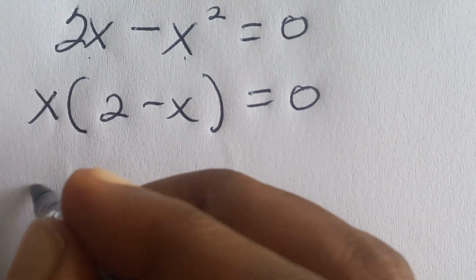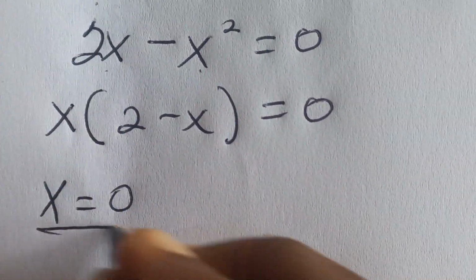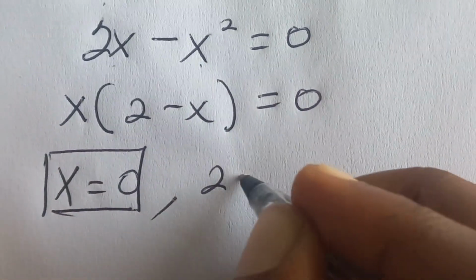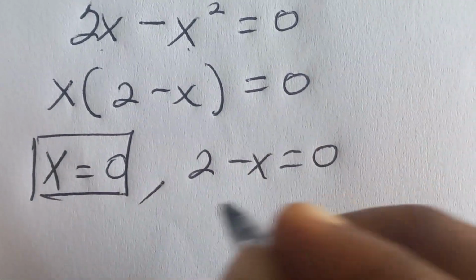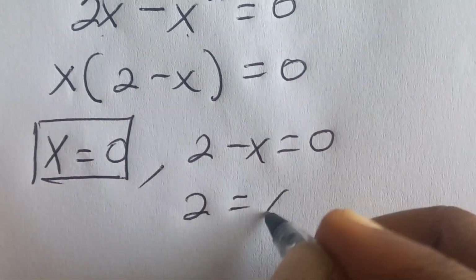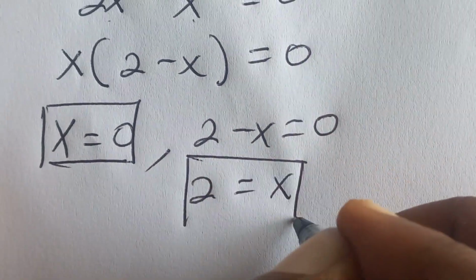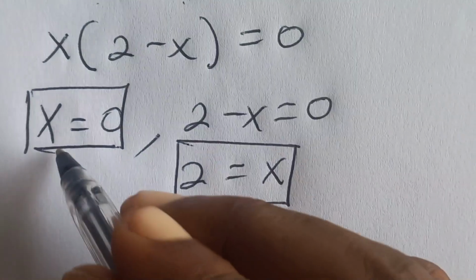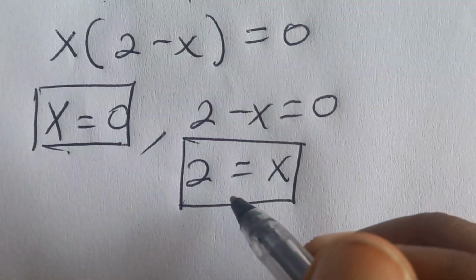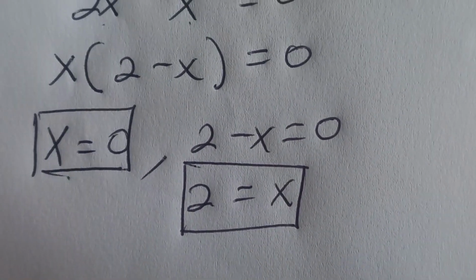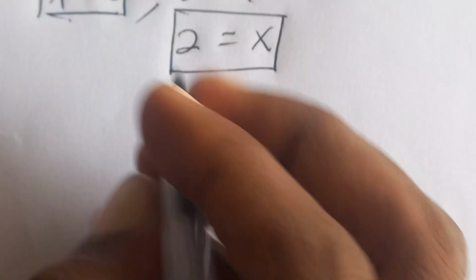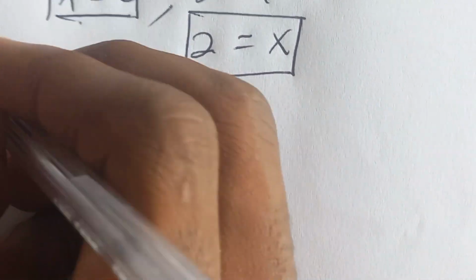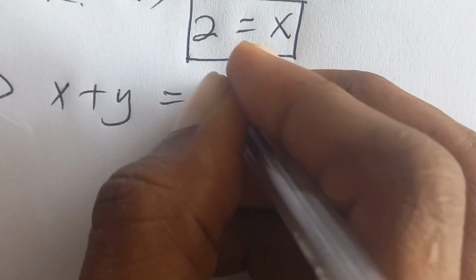Okay, so in this case, x is equal to 0, and then 2 minus x is equal to 0. So we have 2 is equal to x. So we have two solutions for x. So in this case, we are going to use x = 0 and x = 2 to solve for y. Okay, so from equation 1, we have x + y = 8.